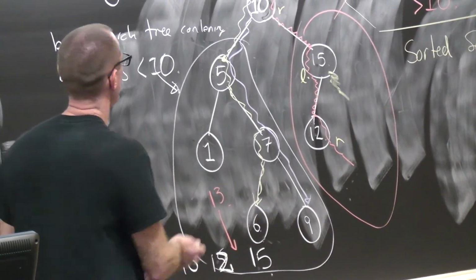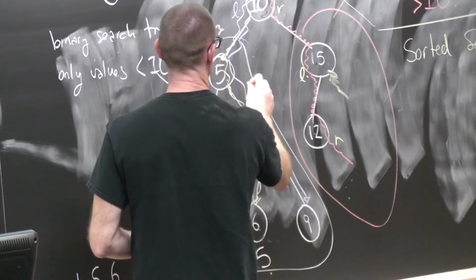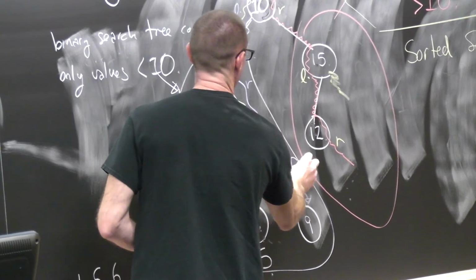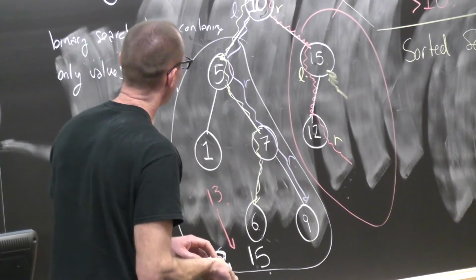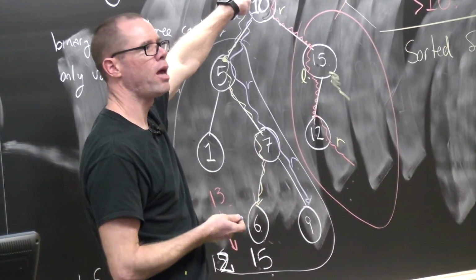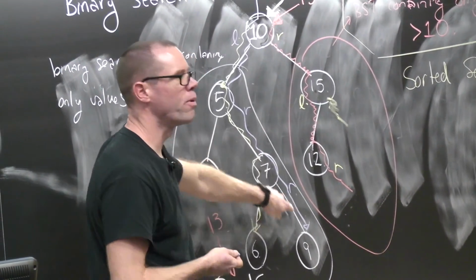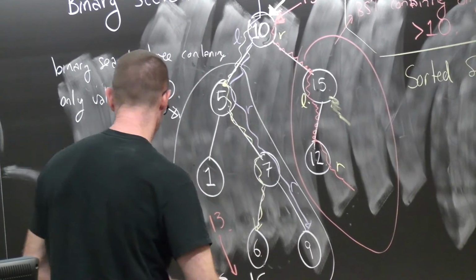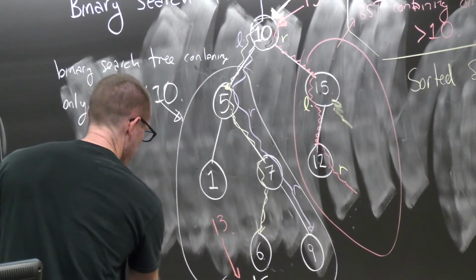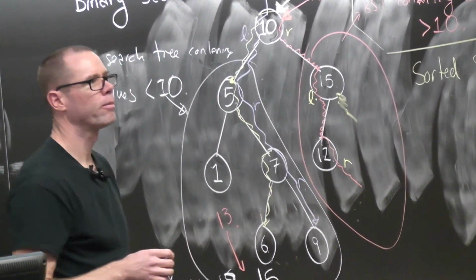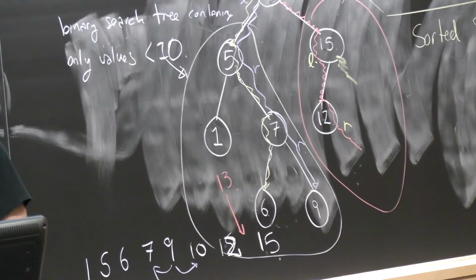So this path turns left here, turns right here, turns right here. So the last place it turned left was up here at 10, which is what comes right after 9. And the last place it turned right was at 7. And if you look at 9, there's the 7, and there's the 10. Yep.